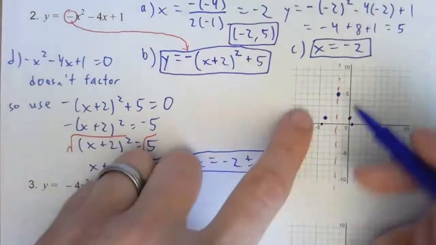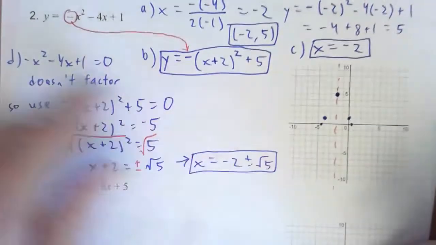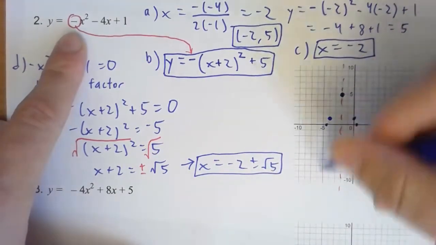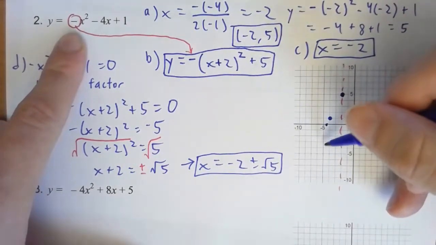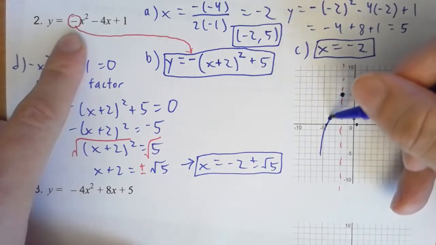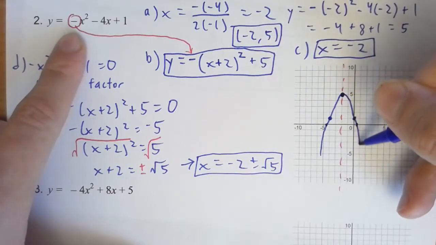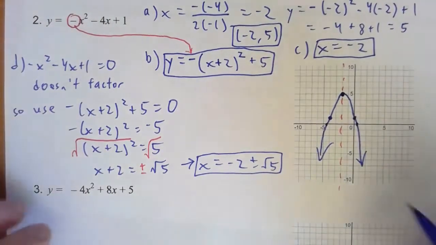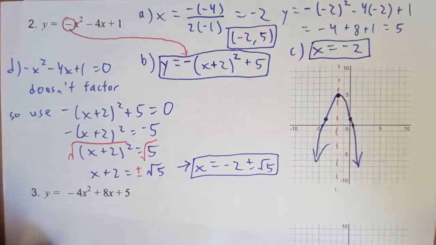The biggest thing, though, is make sure that you have the vertex. And then because we've got this negative, then we know we have to have this parabola opening down. Usually, as long as you have the vertex and know what direction the parabola is opening, usually that's enough for your graph. But those would be some more points if you wanted them.